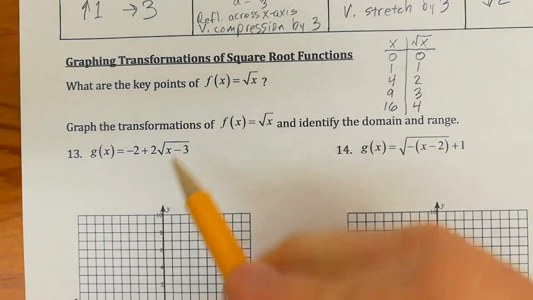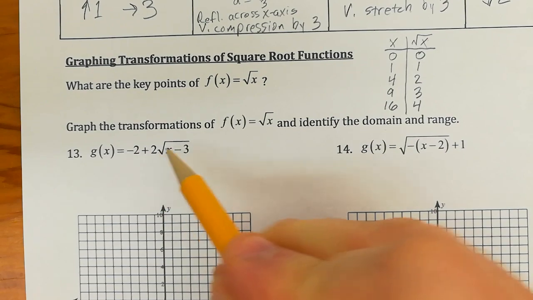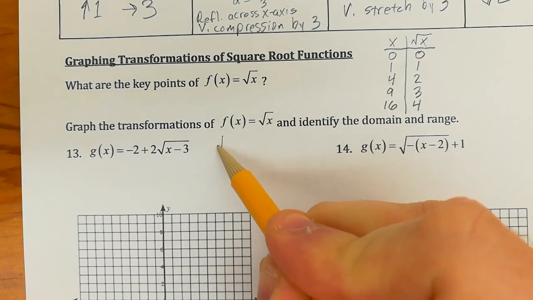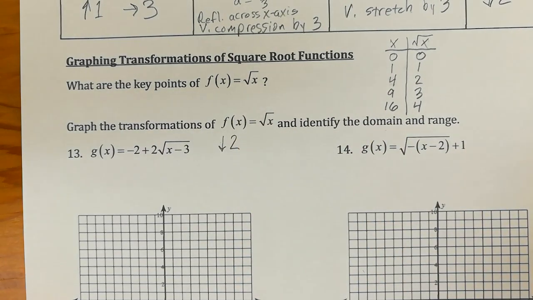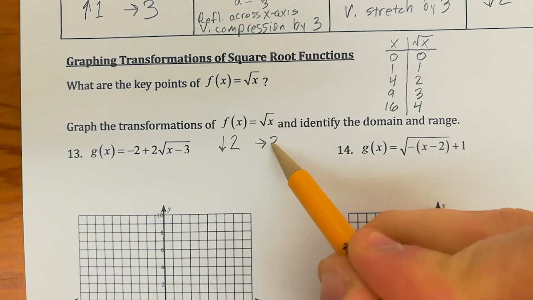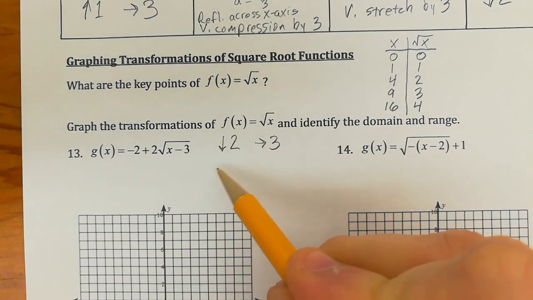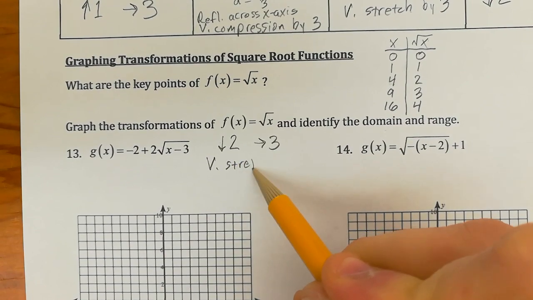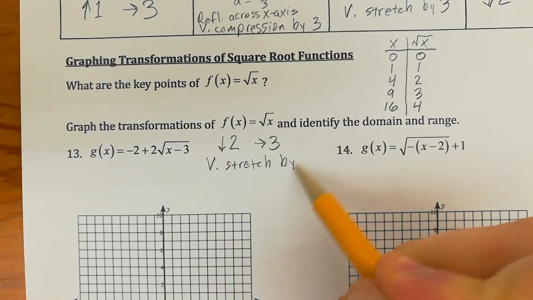Okay, so let's think about how the parent function is getting transformed here. K is negative 2, so that means the graph gets shifted down 2, and then the minus 3 indicates that it gets shifted right 3. The 2 here indicates that there is a vertical stretch by a factor of 2.